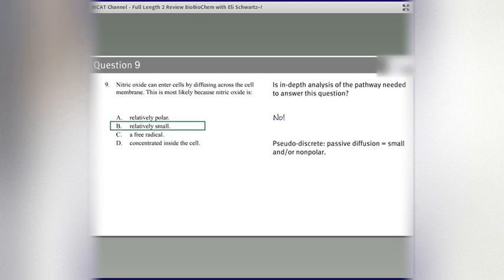Free radical, I hope not. That's super active, and concentrated inside the cell isn't required, but also we wouldn't want to have a whole lot of nitric oxide concentrated in our cells, hopefully, because it could do some bad stuff if it all of a sudden spontaneously got sent out.